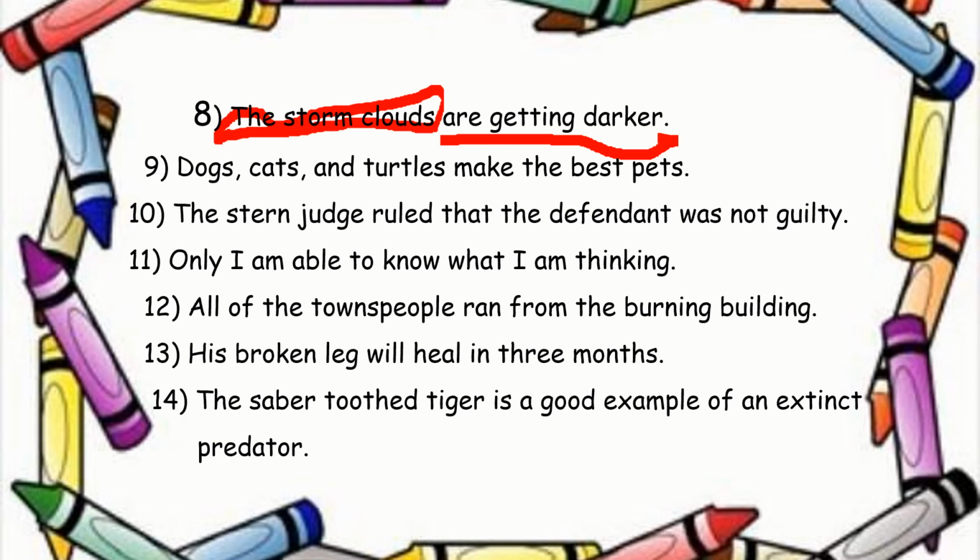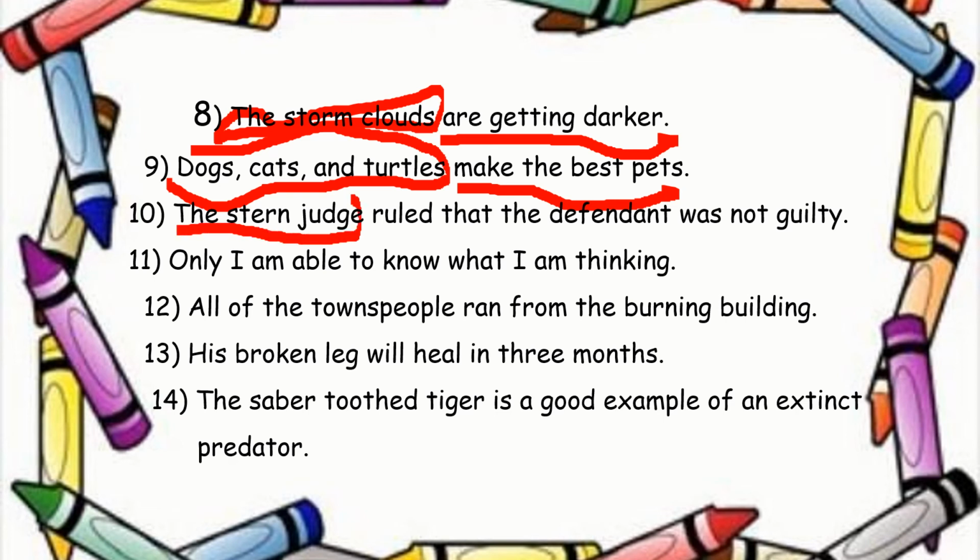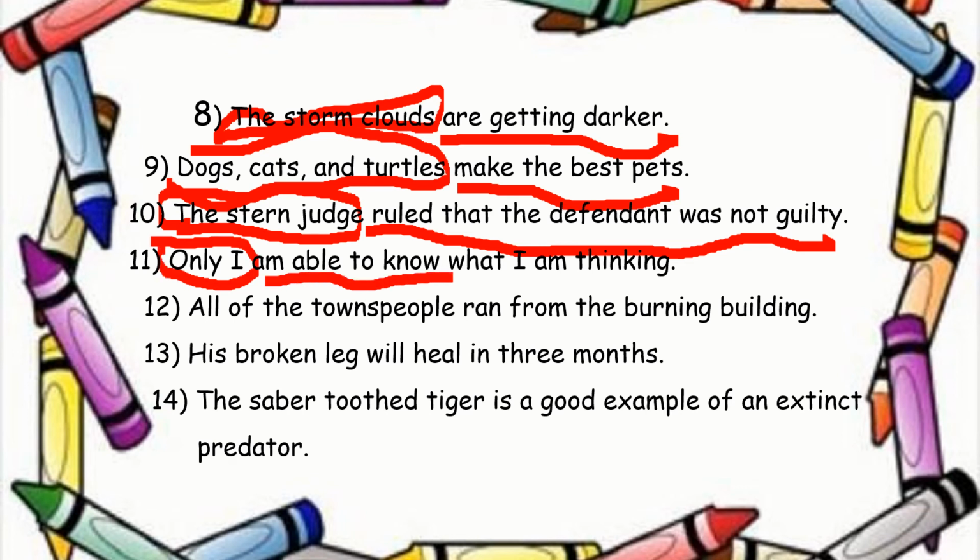Ninth one. Dogs, cats and turtles make the best pets. Here, dogs, cats and turtles is the subject. Make the best pets is the predicate. The stern judge ruled that the defendant was not guilty. Here the stern judge is the subject and ruled that the defendant was not guilty is the predicate. Only I am able to know what I am thinking. Only I is the subject and am able to know what I am thinking is the predicate.